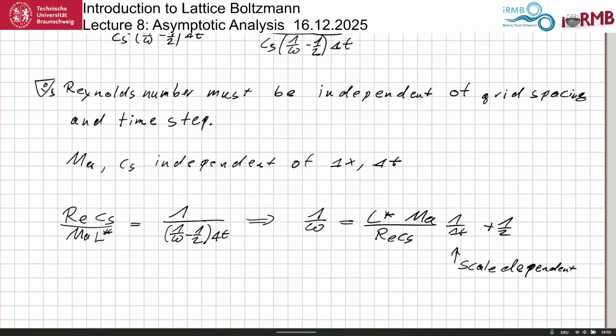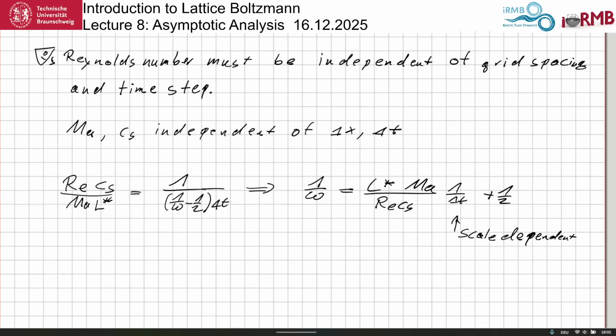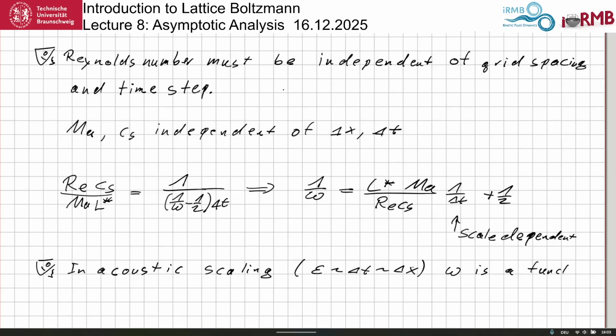Is this a big deal? Okay, write it down. In acoustic scaling, so acoustic scaling, again, is the one where these things are proportional to each other. Omega is a function of epsilon.